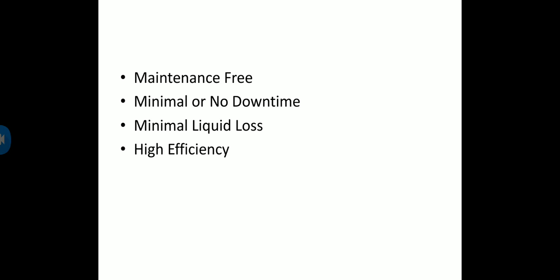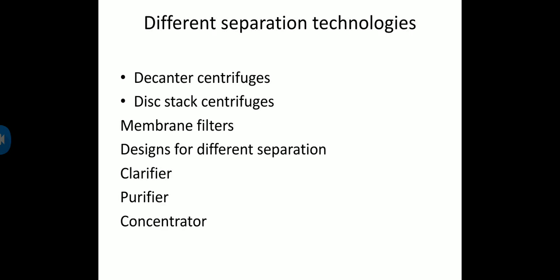Types of centrifugal separation: liquid-solid suspension, liquid-liquid mixture, and solid-gas-liquid mixture. Advantages: maintenance free, minimum or no downtime, minimum liquid loss, high efficiency. Then the different separation technologies are: decanter centrifuge, disc stack centrifuge, and membrane filter, designed for different separations, such as clarifier, purifier and concentrator.